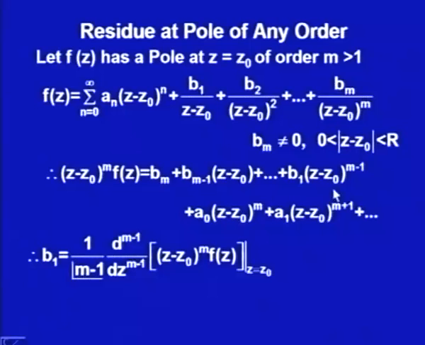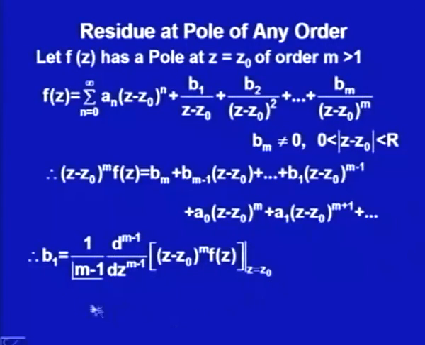So, what would it be? We do know that in the Taylor series expansion of any function g(z), the coefficient of (z minus z naught) to the power m is the m-th derivative of the function g(z) divided by factorial m. Here we want the coefficient of (z minus z naught) to the power m minus 1. So, it should be 1 upon (m minus 1) factorial, times the (m minus 1)-th derivative of the function (z minus z naught) to the power m times f(z), evaluated at z equal to z naught.